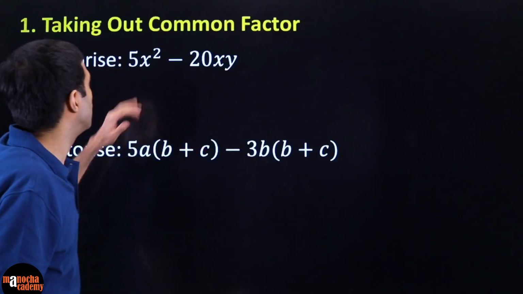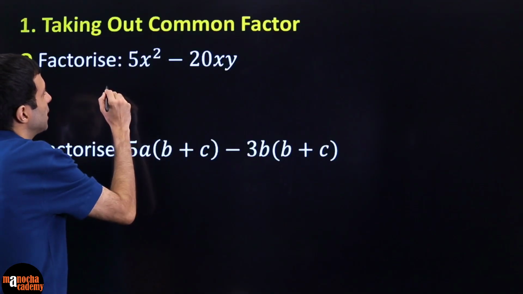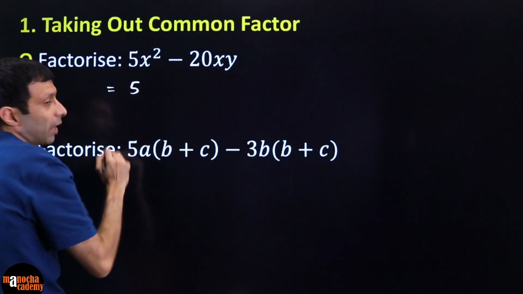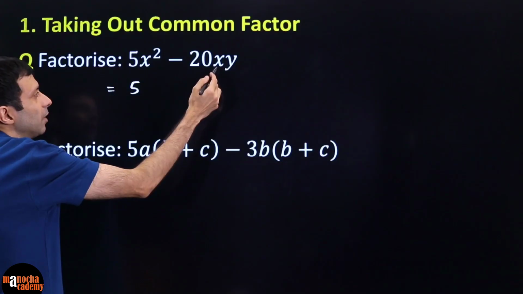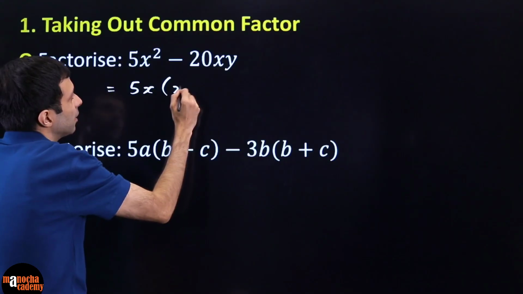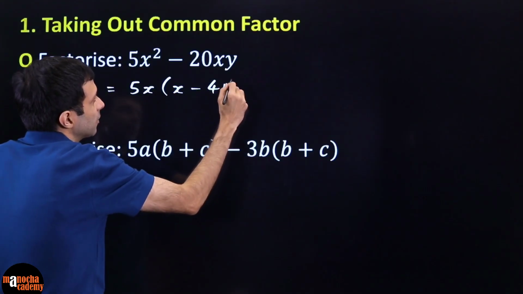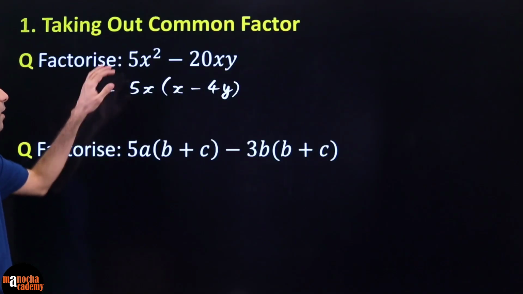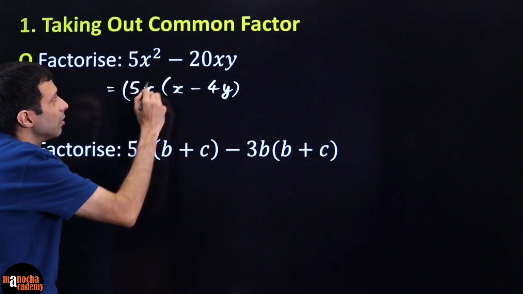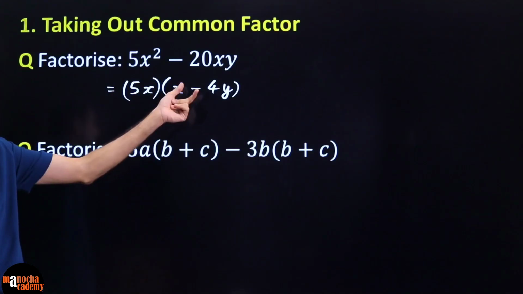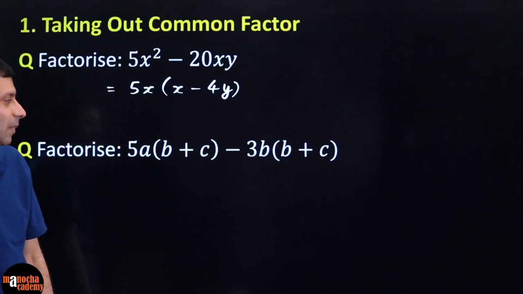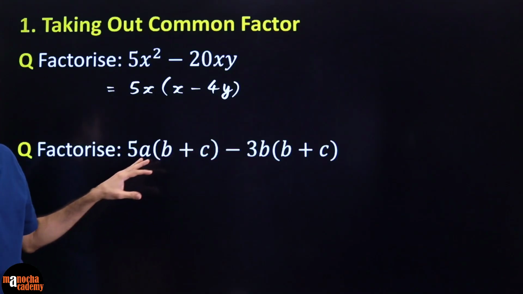So same way here, what is common to these two terms? Can you guys tell me? So you can see 5 is common because 20 is also divisible by 5. So 5 is a factor, and x part is common. There's an x squared, but there's only one x. So see, I can simplify this as this. So can you guys see that this expression is the same as 5x times x minus 4y, or you can treat these as the two factors, but since this is 5x, we usually write it without the brackets.